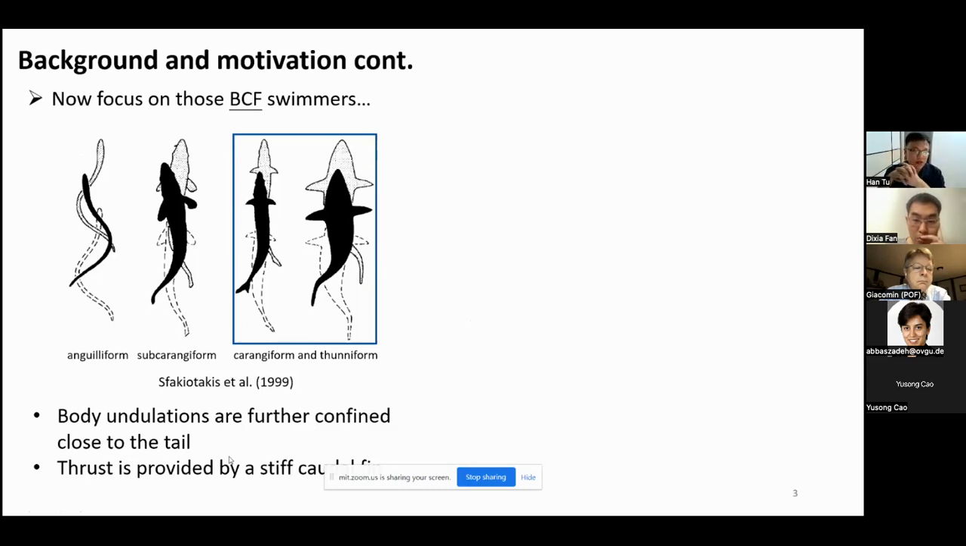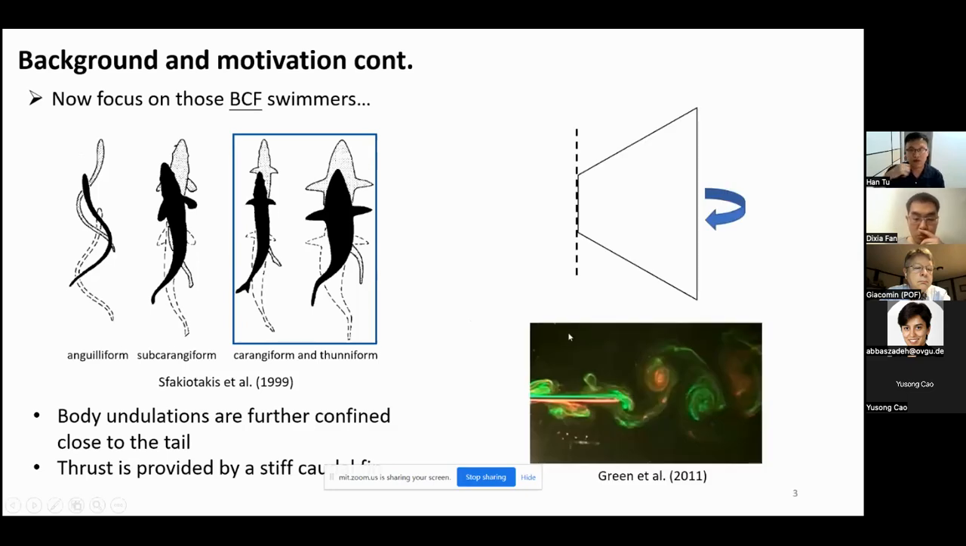And in this case, the study of flapping foils or flapping panels can contribute a lot to the understanding of the kinematics and dynamics of fish swimming. For example, Melissa's group has conducted many experiments to reveal 3D vortex structures and other very important coherent structures in the scenario of the flapping panels.